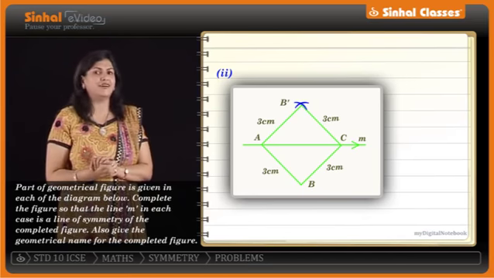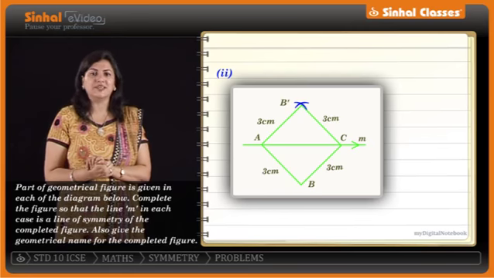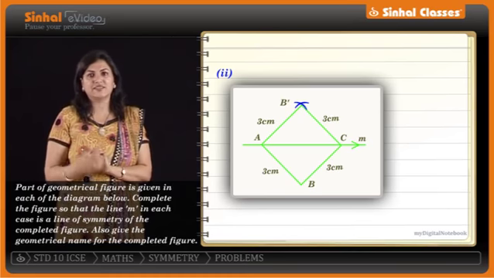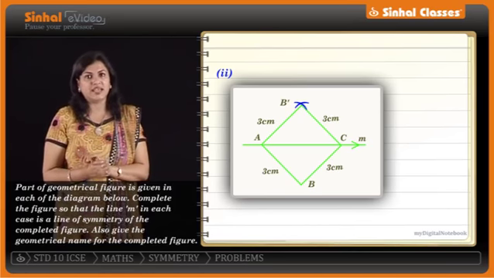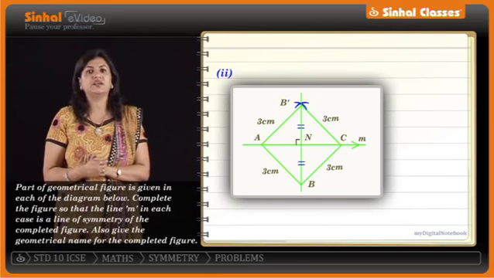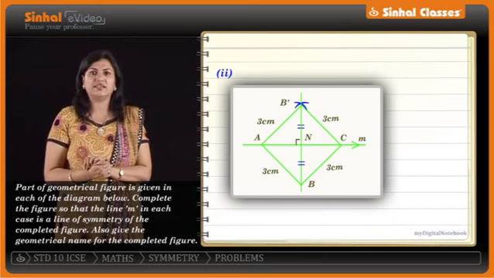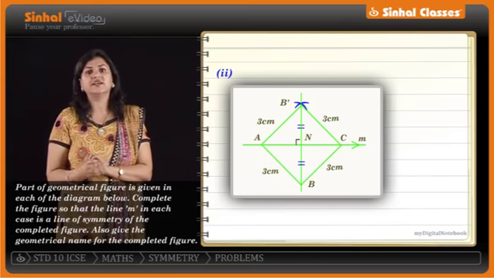Now this figure is a rhombus because all the four sides are equal and we have this diagonal. We draw the second diagonal. We will see that they meet at 90 degrees. So all four sides are equal and the diagonals bisect each other at right angles. So the figure is a rhombus.